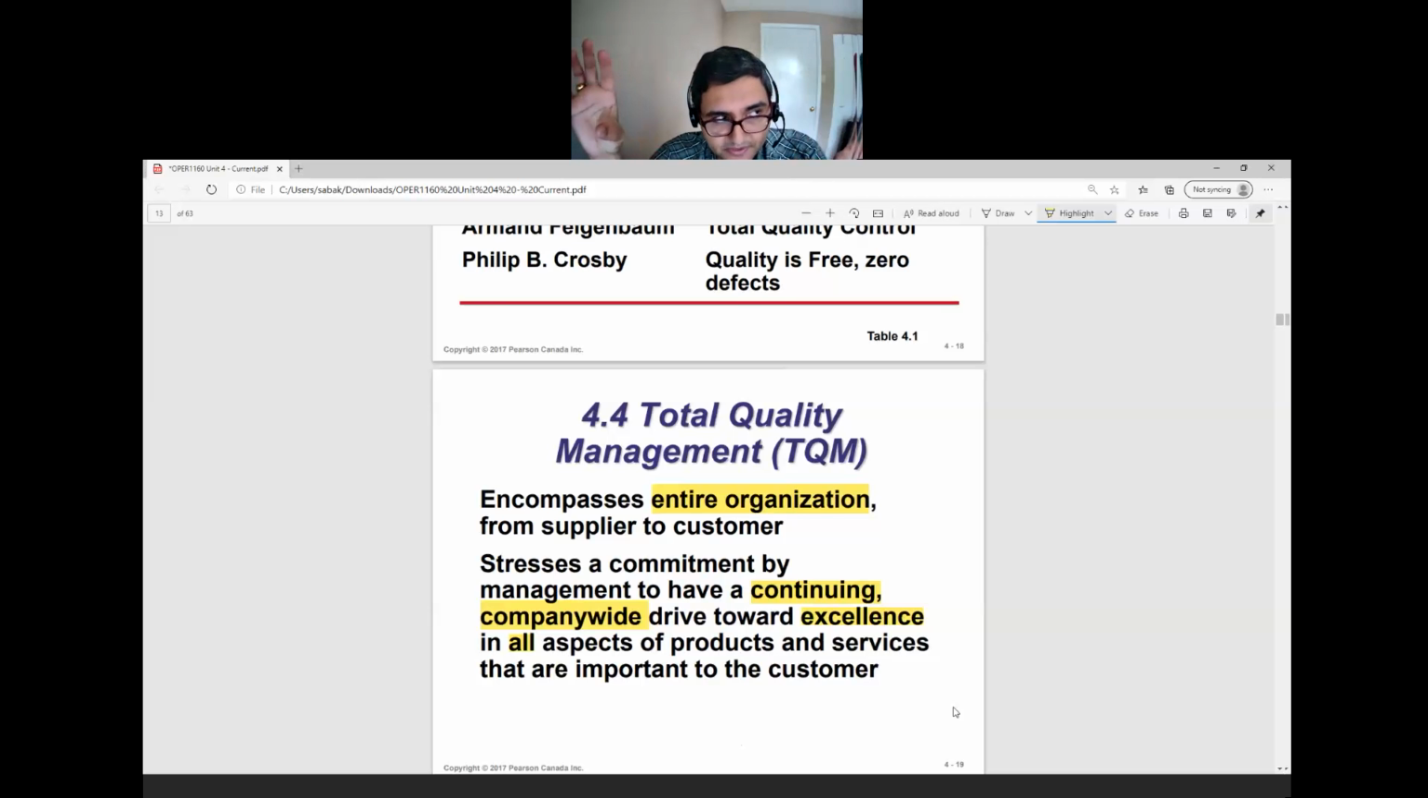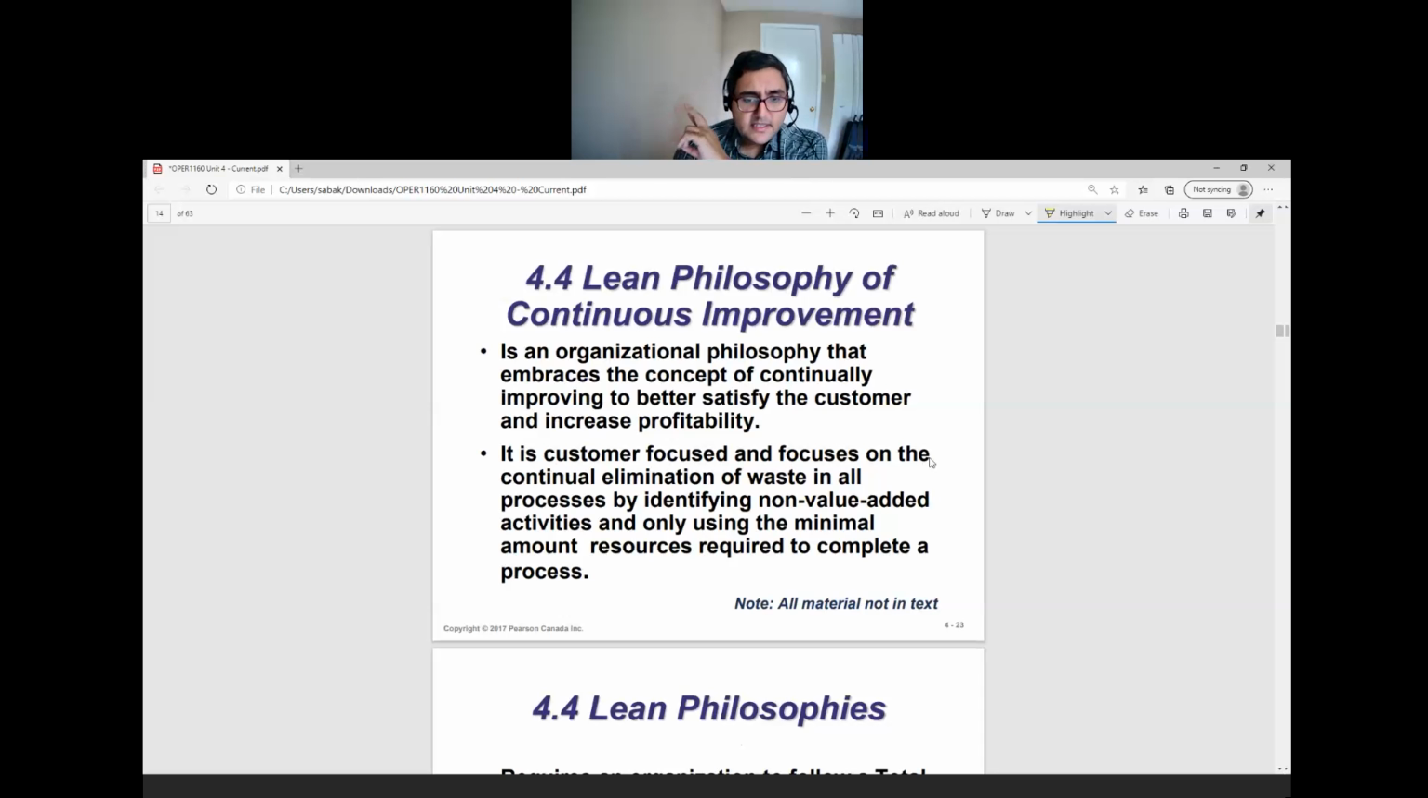Then you walk around, and you have food services located in different parts of the campus. Though it doesn't appear to be a key aspect, unless you have good quality food services within the campus, the education experience may not be very effective. So if I want to introduce TQM, the focus has to be on the entire organization, and there has to be a continuing drive towards excellence in all the areas of services and products which are important to the customer.